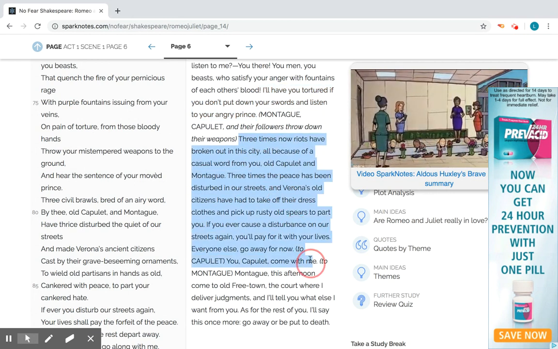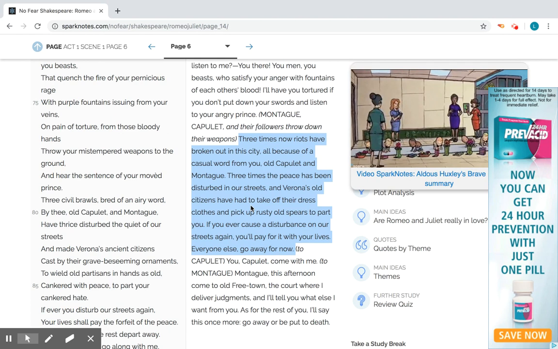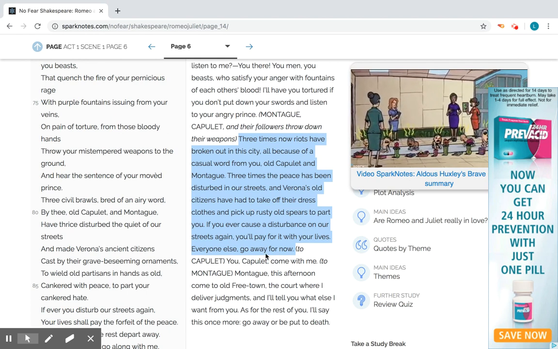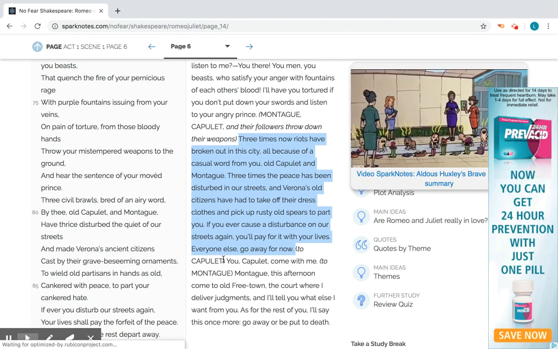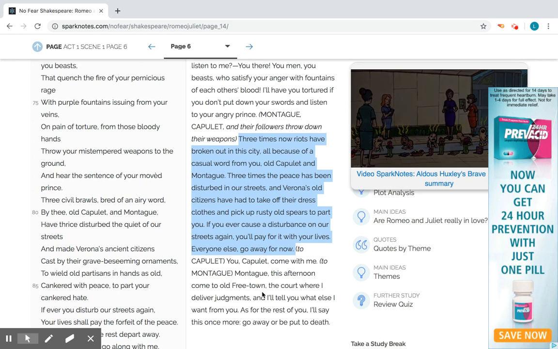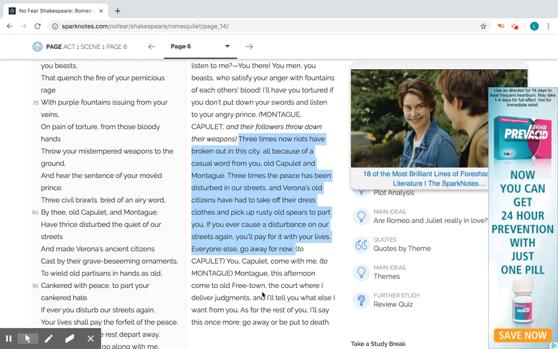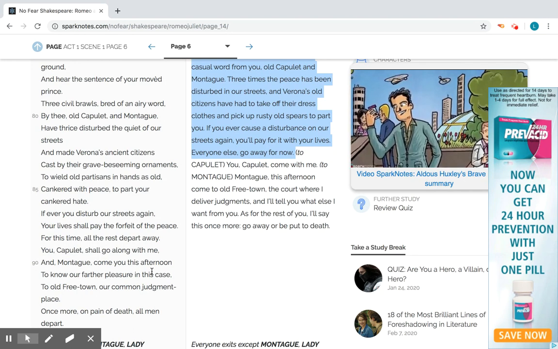Three civil brawls, bred of an airy word by thee, old Capulet and Montague, have thrice disturbed the quiet of our streets, and made Verona's ancient citizens cast by their grave beseeming ornaments to wield old partisans in hands as old, cankered with peace, to part your cankered hate. If ever you disturb our streets again, your lives shall pay the forfeit of the peace.